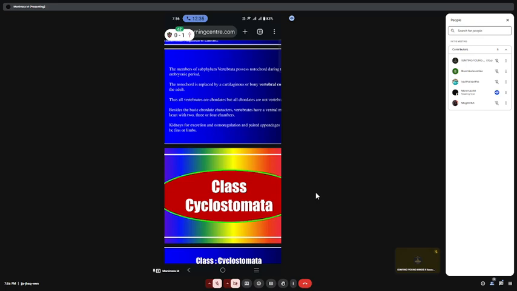Also, all have an excretory system. Hemoglobin is present. Kidney is present. And vertebrates are unisexual. So these are all the general characteristics of the vertebrates.